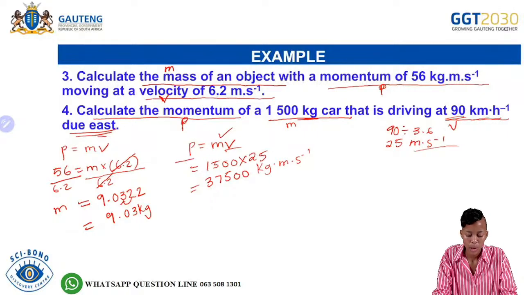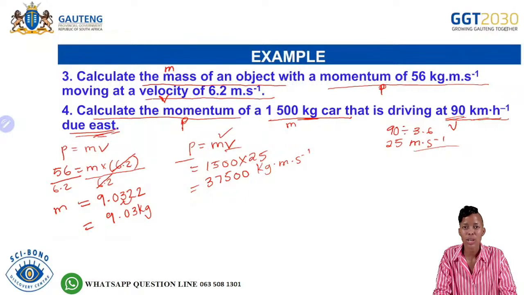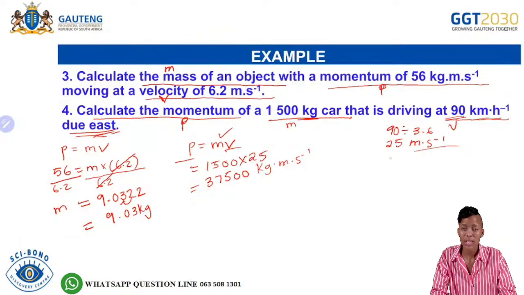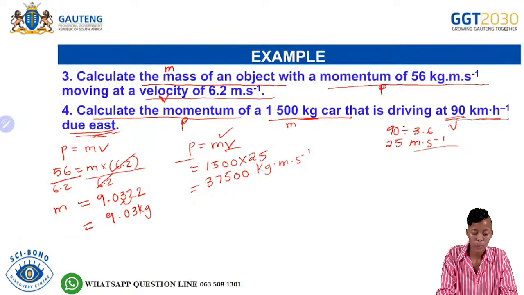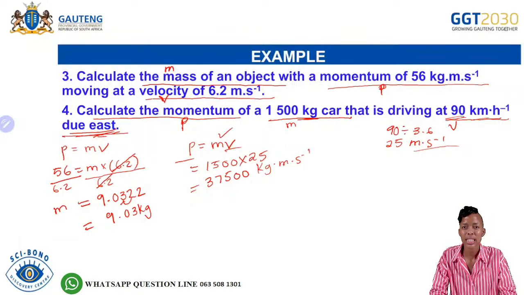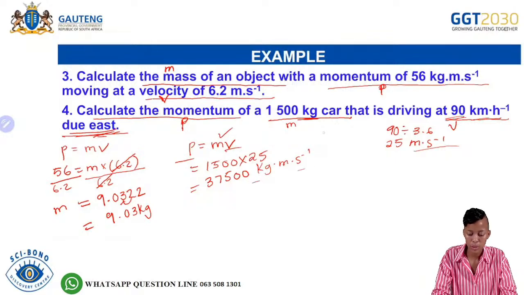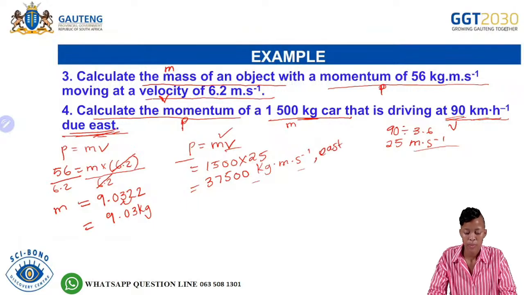Then because this one now is your momentum, what is the direction of the momentum? Remember we said the direction of the momentum will be the same as the direction of the velocity. In this case, the direction of the velocity was given as east. That means that the direction of the momentum will also be east. So we'll have 37,500 kilograms meters per second due east. And that is your momentum.